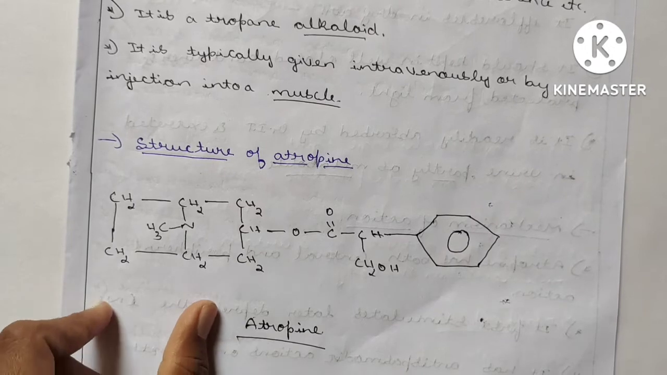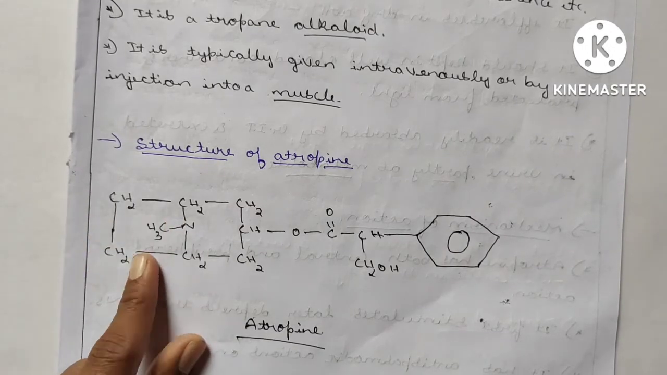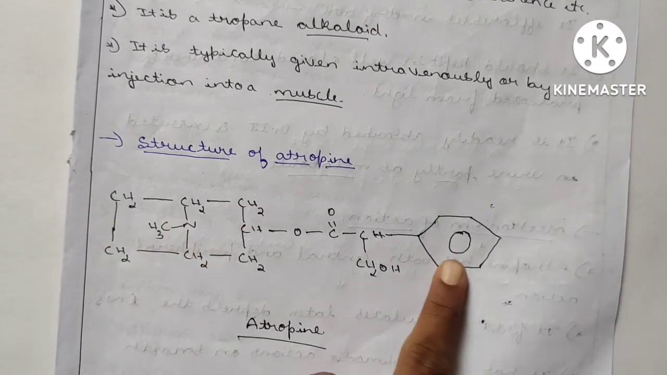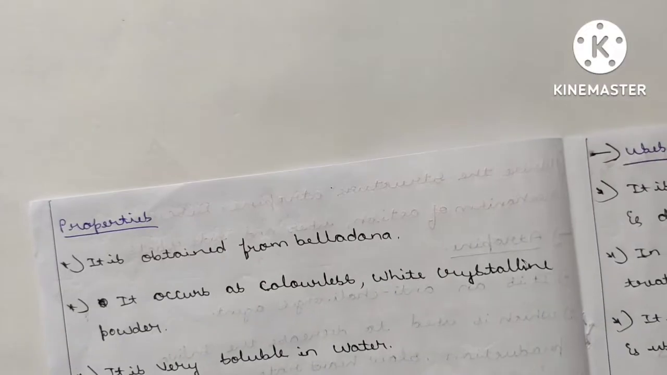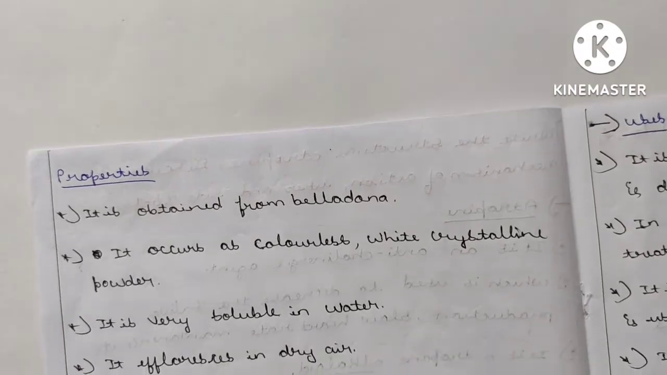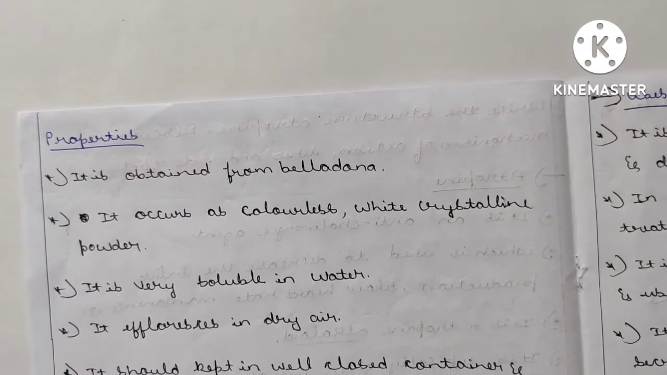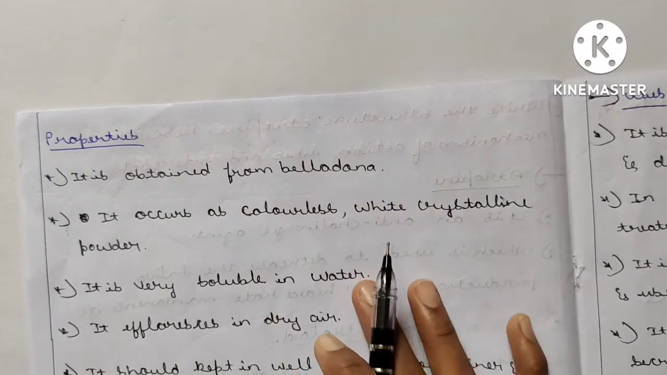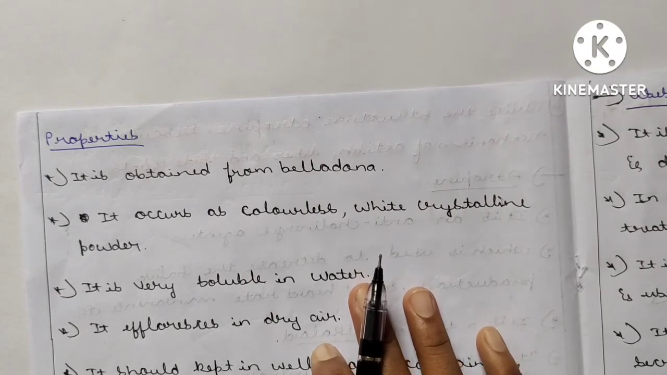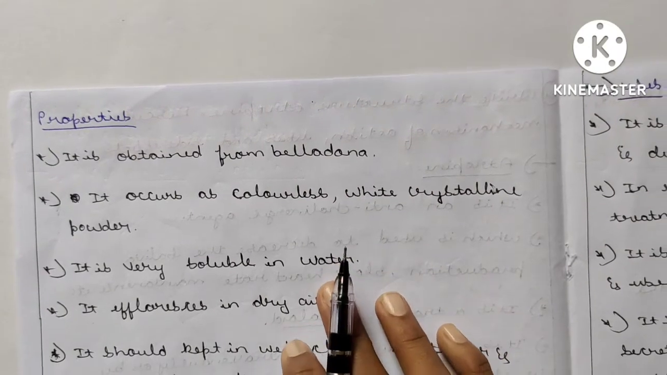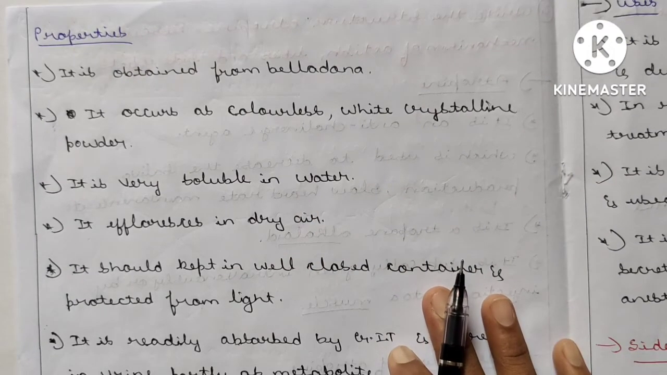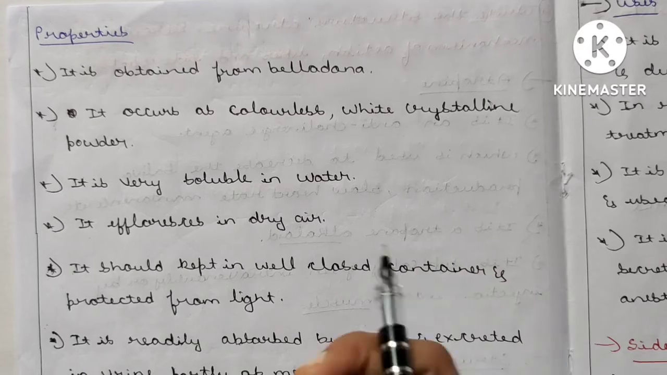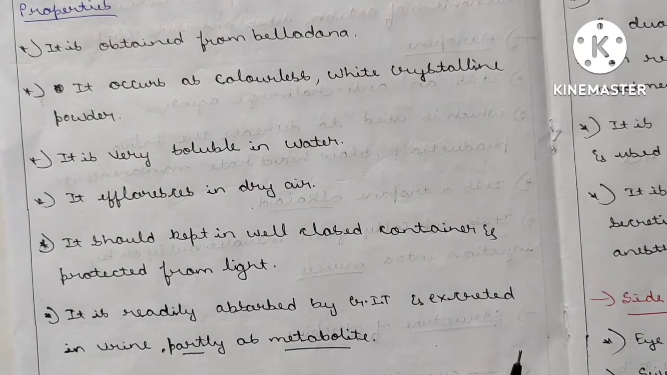See, very simple structure. One square type box is there, two boxes are there, then that is attached to one benzene ring, and one C double bond of ketone group. Next, properties: it is obtained from belladonna. You know the belladonna plaster, like Hansaplast, which is available in the market. It occurs as a colorless white crystalline powder, soluble in water. Efflorescent in dry air, and it should be kept in a well closed container and protected from light.